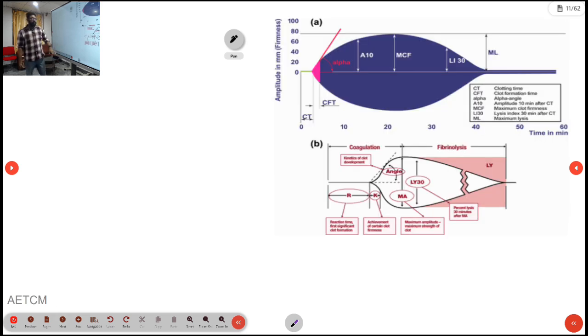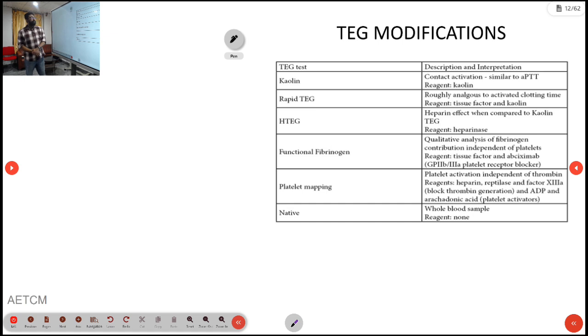So this is again the diagram. There are certain TEG modifications. Initially we can use the whole blood without any additional clotting components. But in the case of TEG modifications, we have the following components. The first one is kaolin. It is an activating agent which activates the clotting pathway. So it is similar to the APTT in the value determination. This is mainly for theory purposes.